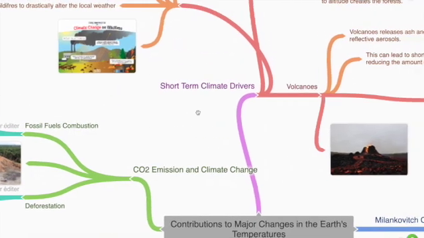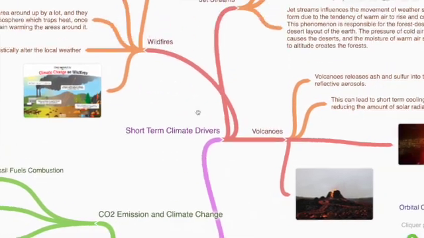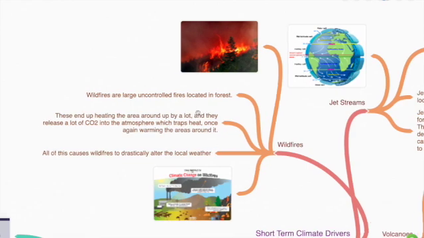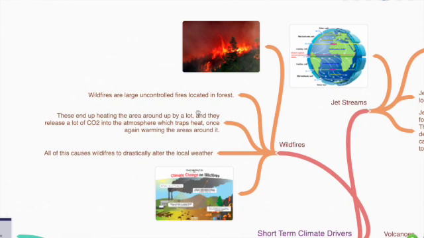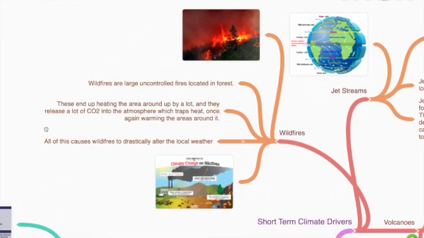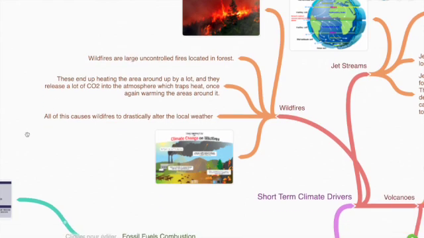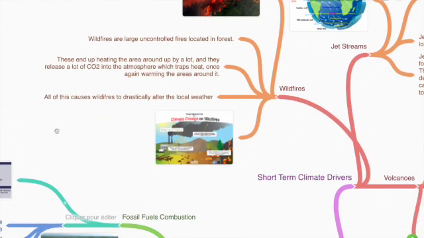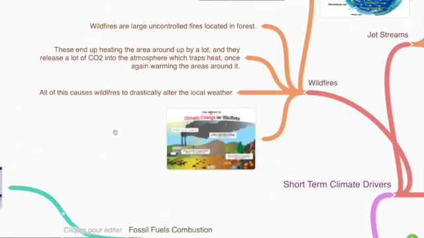Finally, we have short-term climate drivers, first of which is wildfires. Wildfires are just large, uncontrolled fires located in forests. They end up heating the area around a lot, and they release a lot of CO2 into the atmosphere, which traps heat, once again warming the areas around it. All of this causes wildfires to drastically alter the local weather.